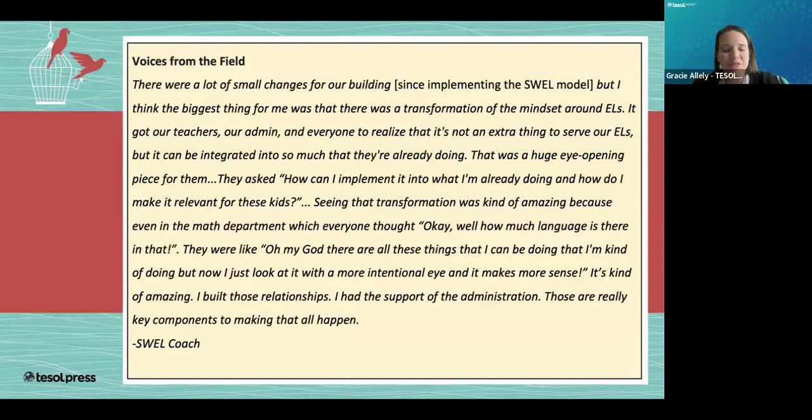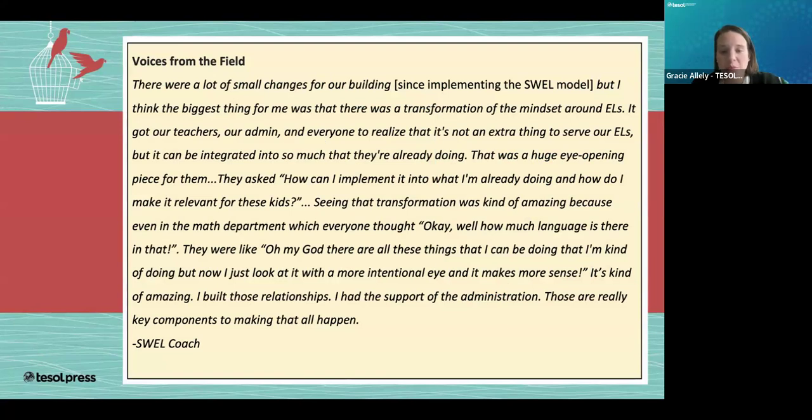So one more voice from the field from one of our SWEL coaches: there were a lot of changes, small changes for our building since implementing the SWEL model. But I think the biggest thing for me was that there was a transformation of the mindset around ELs. It got our teachers, our admin, and everyone to realize that it's not an extra thing to serve our ELs, but it can be integrated into so much of what they're already doing. That was a huge eye-opening piece for them.